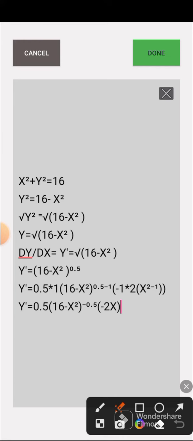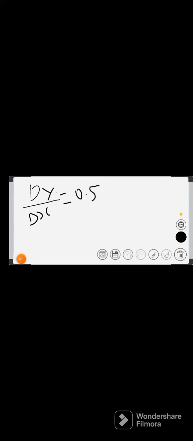When you are applying the law of indices, you find the reciprocal of it. So 0.5 into bracket 16 minus x squared raised to the power negative 0.5, we assume it all to be over. So 0.5 times 1 all over, as I said, you are finding its reciprocal. So 16 minus x squared. Now the 0.5 will be positive, because of what we did, times negative 2x.